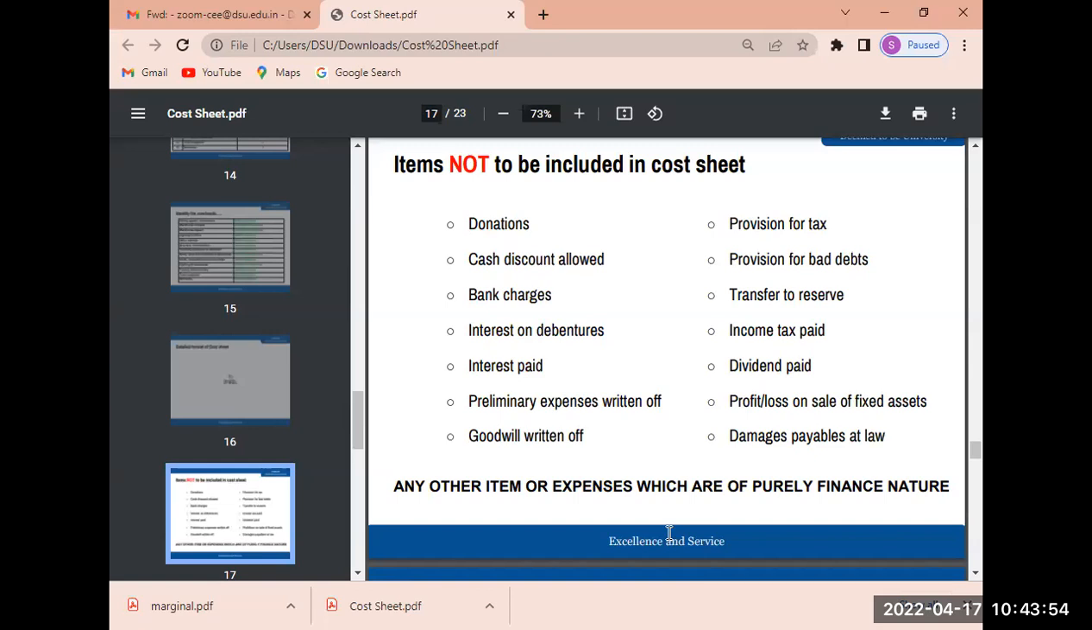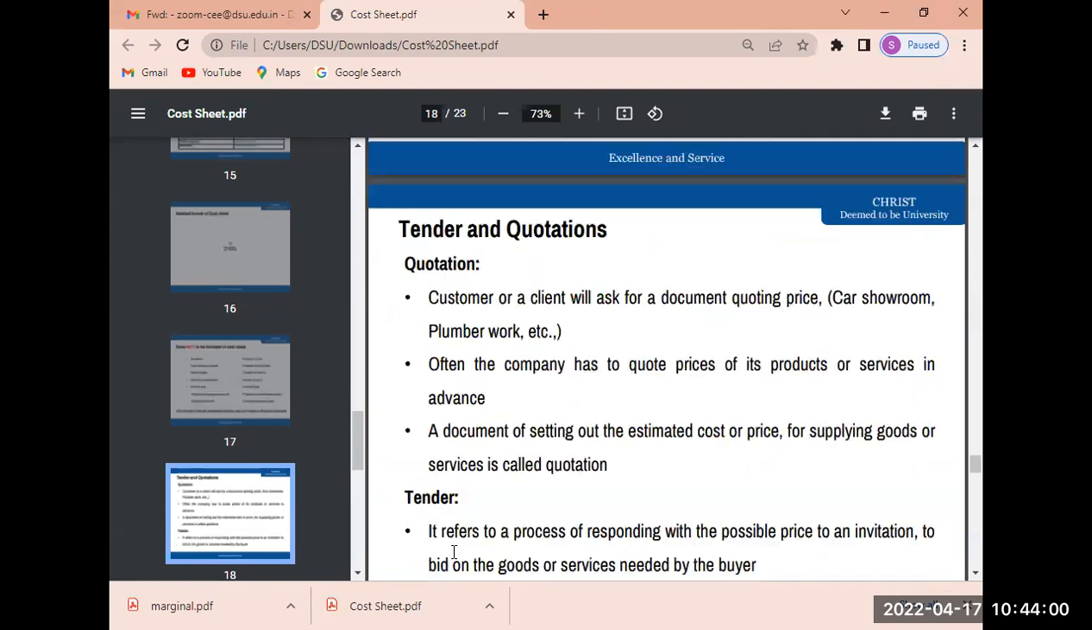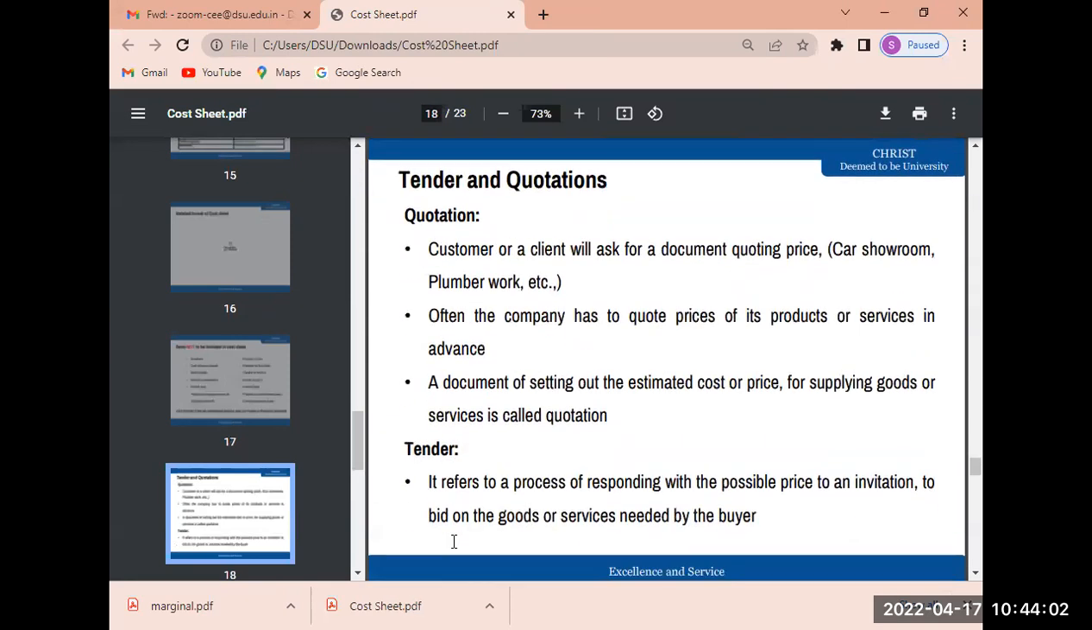These are all the expenses normally there in the finance, but they should not be considered to calculate the cost of production. Tender and quotation. For this purpose only, we are studying this tender and quotation. You might have seen it in the newspaper and advertisements or televisions. Tender and quotation. What is tender?